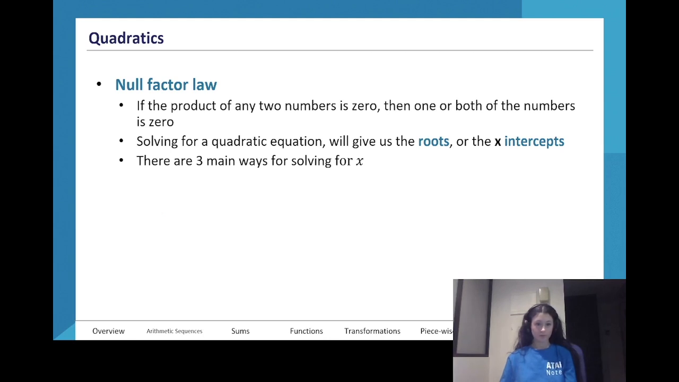So, as I said before, solving a quadratic equation will give us the roots of the equation, or in other words, the x-intercepts. And there are three main ways of solving for x. The first is factorizing. The second is completing the square. And the third is the quadratic formula. So, these are the three ways that we will learn to solve for x. Hopefully some of them are familiar to you, but we will go over them again.